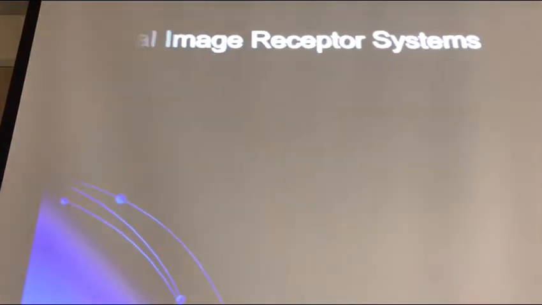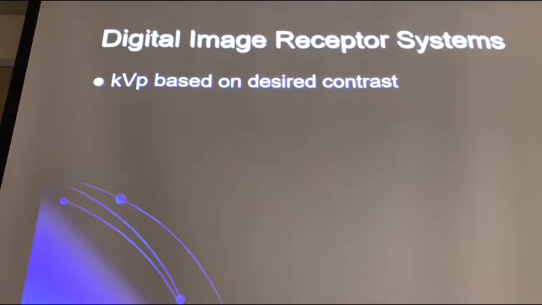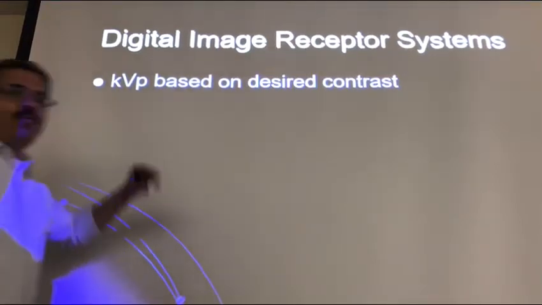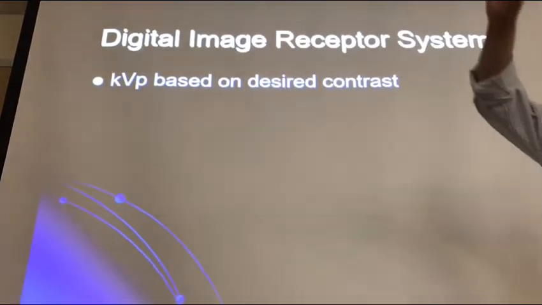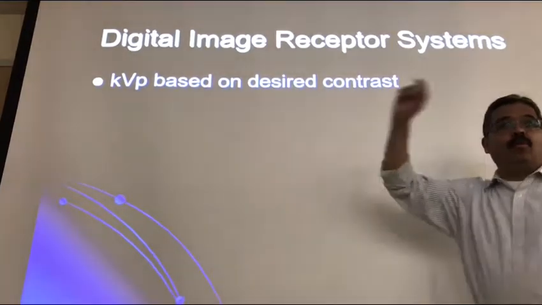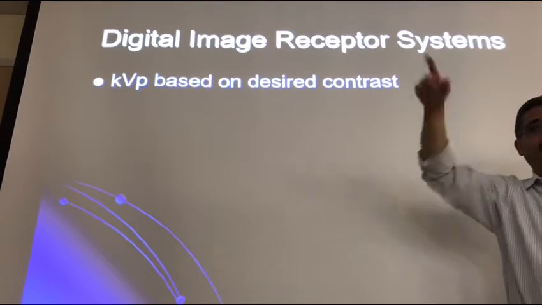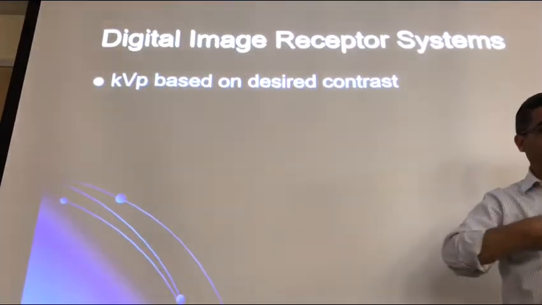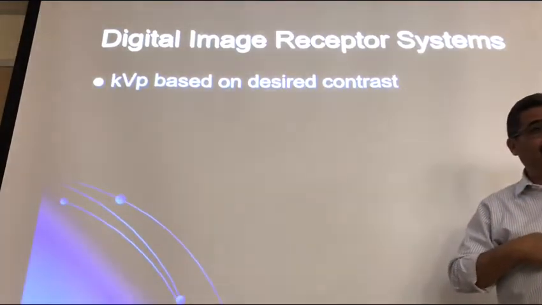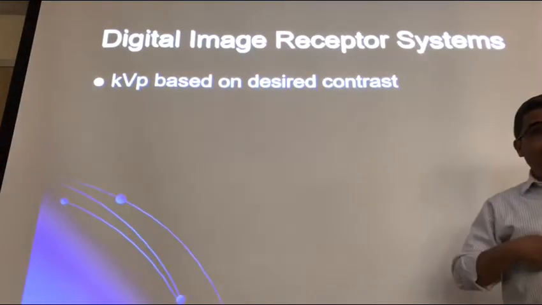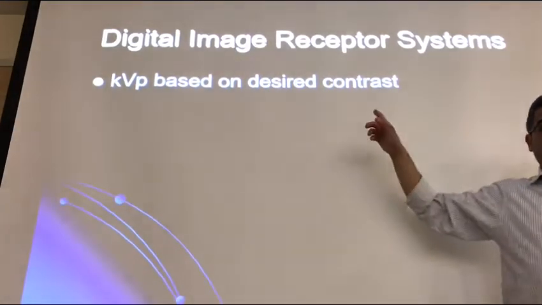Digital image receptor systems, kVp, based on desired contrast. So kVp only changes when you don't have the right contrast, and add here, please, when you want more or less penetrability. Remember the other day I gave you the example with the chest X-ray, and I said if you don't see a little bit of the thoracic spine, it's probably underexposed.